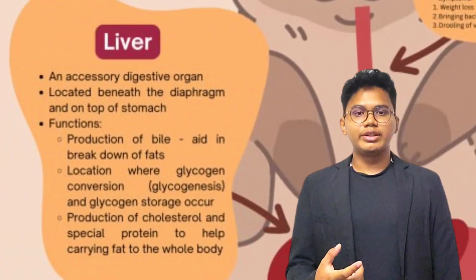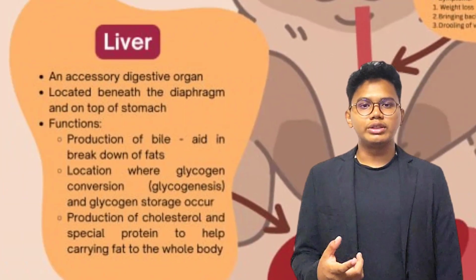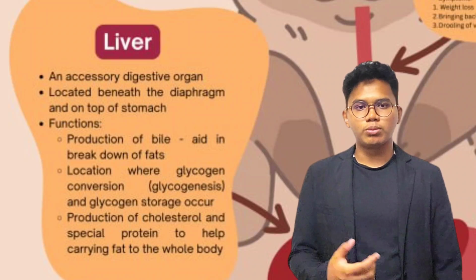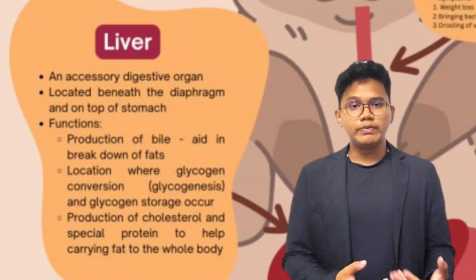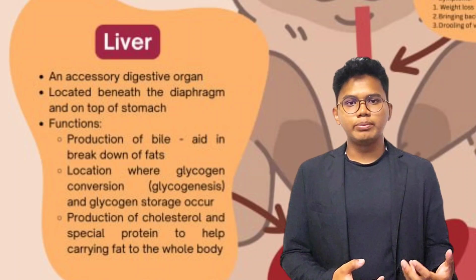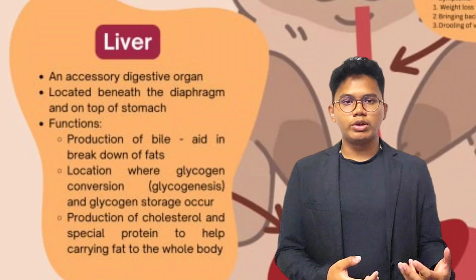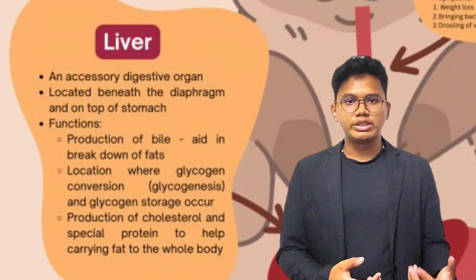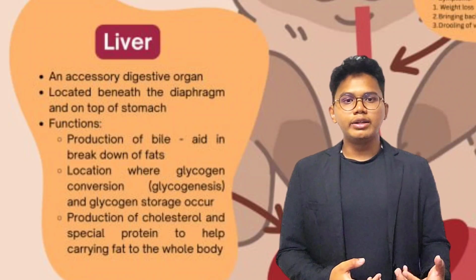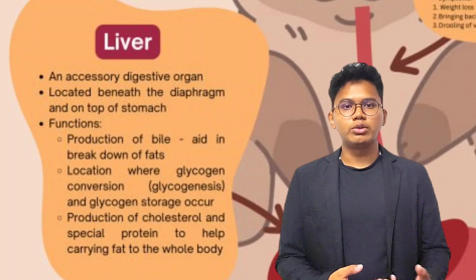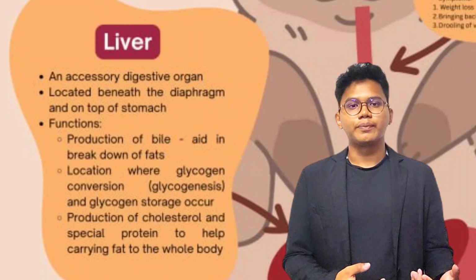The liver is an accessory digestive organ, located beneath the diaphragm and on top of the stomach. The functions of the liver are the production of bile, which aids in the breakdown of fats, glycogen conversion, which is glycogenesis, and glycogen storage, and then the production of cholesterol and special protein to help carry fat to the whole body.